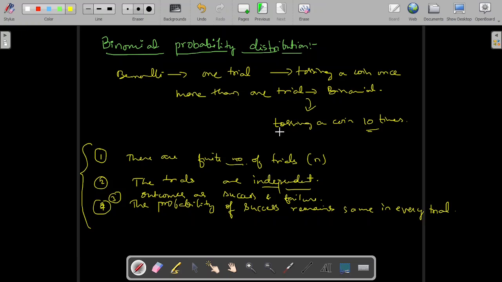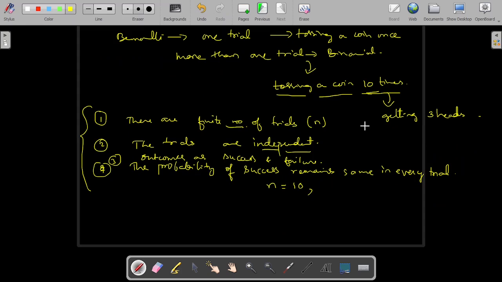See, for example, take the random experiment as tossing a coin 10 times. How many number of trials? 10 number of trials. And I would like to find the probability of getting 3 heads. So here getting 3 heads is my requirement, but success can be defined in a single trial. You think of that in a single trial. So in a single trial, if you are getting head, that is a success. Getting head. So what is the probability of success?